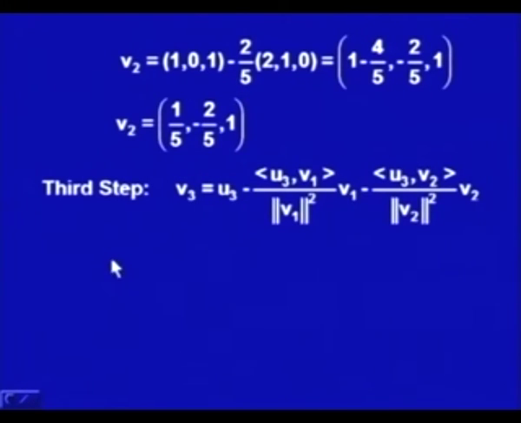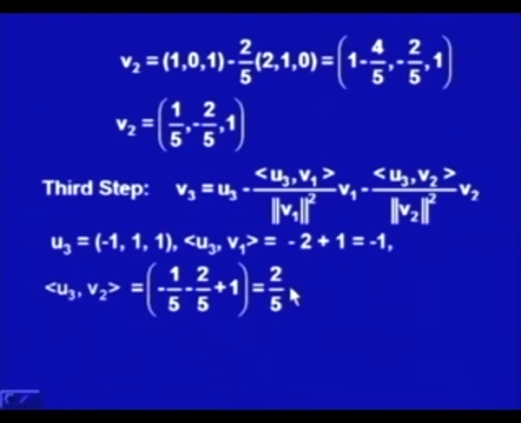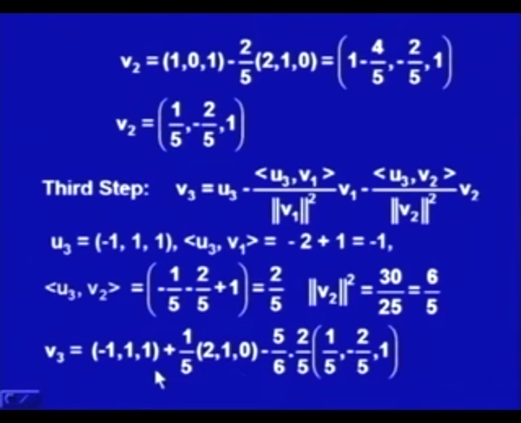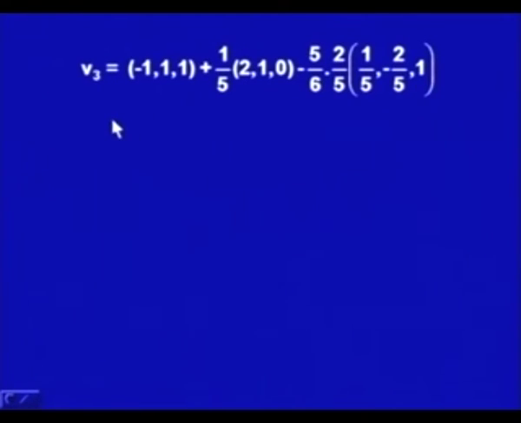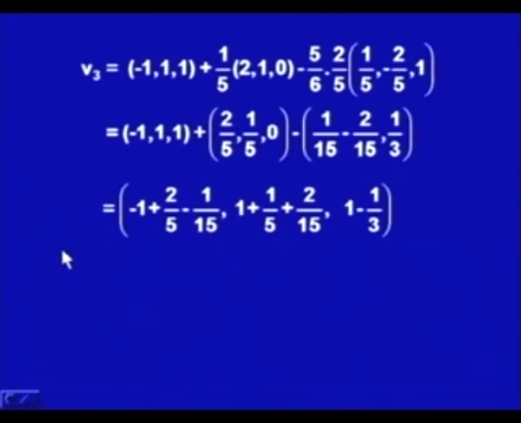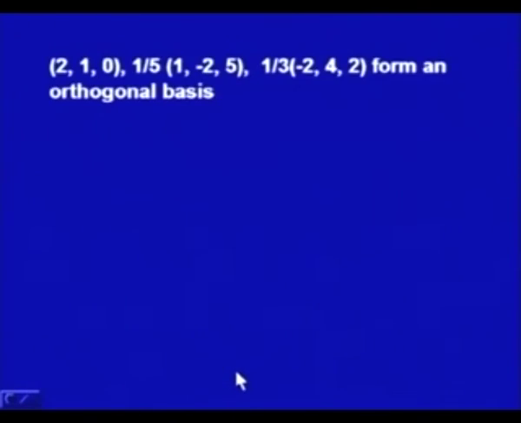We substitute the values, u3 as (-1, 1), the third vector from the given set. We compute the inner product of u3 and v1, and then the inner product of u3 and v2 which comes out to be 2 by 5, and then v2 square is computed as 6 by 5. These values are substituted here and what we get is the vector v3, which is finally obtained through a series of expressions. We finally arrive at v3 as (-2/3, 4/3, 2/3). So, all the 3 vectors are obtained.